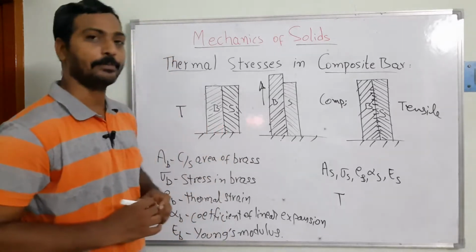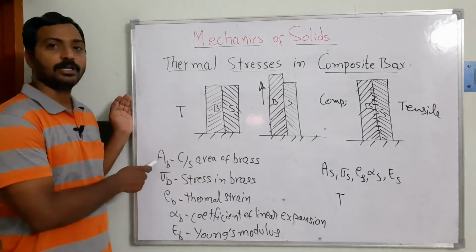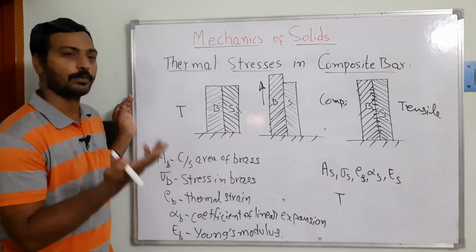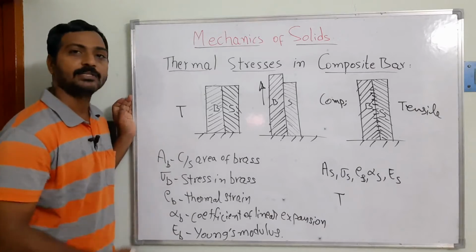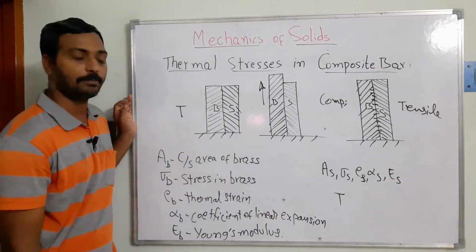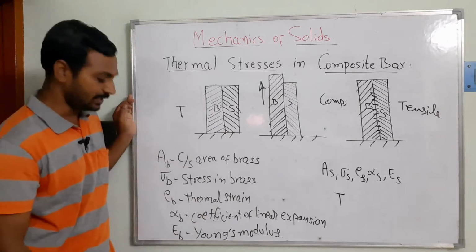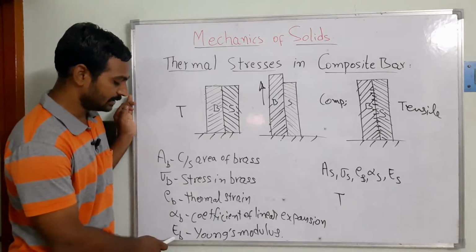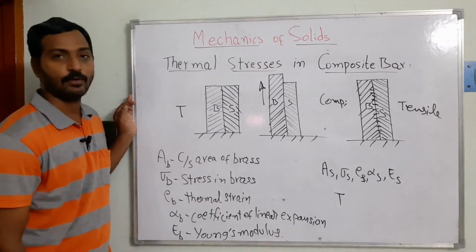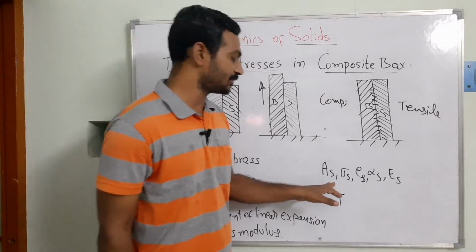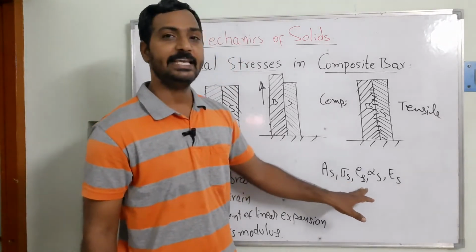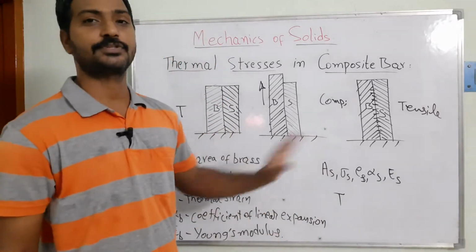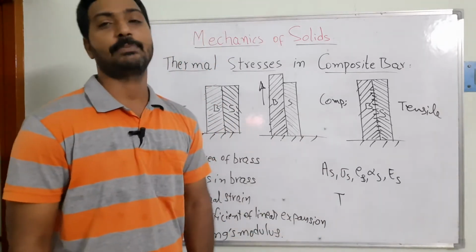So there we can see some terminologies here. AB is nothing but the cross-sectional area of the brass material, whether circular, square, whatever it may be. Next, sigma B is the stress in the bar, and epsilon B is the thermal strain. Alpha B is the coefficient of linear expansion of the brass, and Young's modulus is EB. We have taken the same terminologies for the steel also: AS, sigma S, ES, and alpha S are the respective parameters for the steel. And T is nothing but the temperature change.